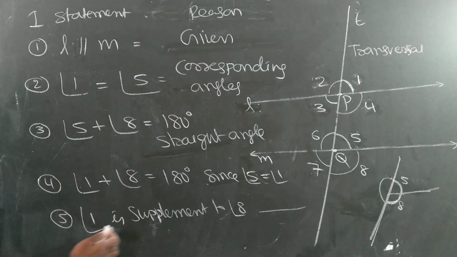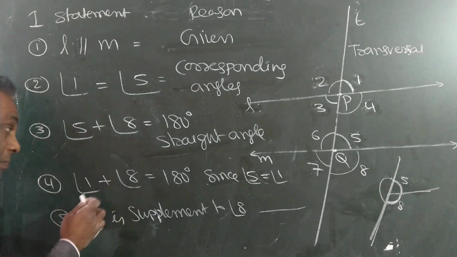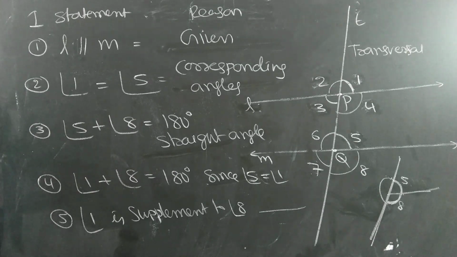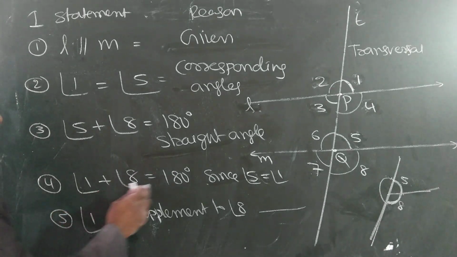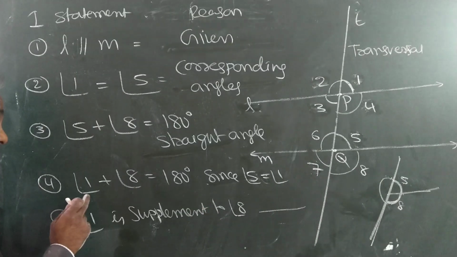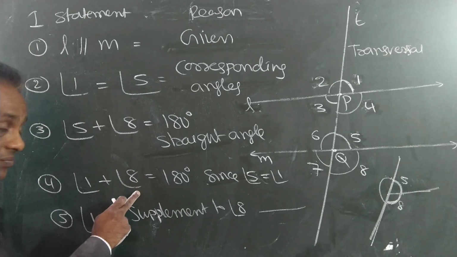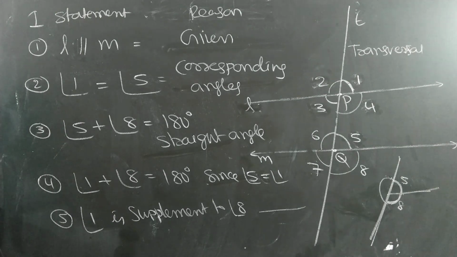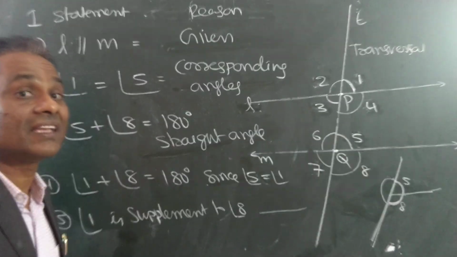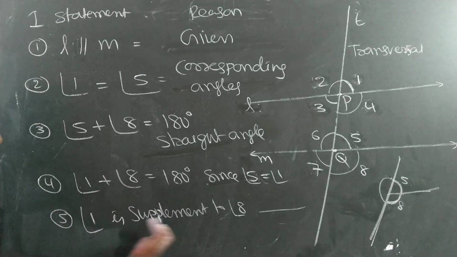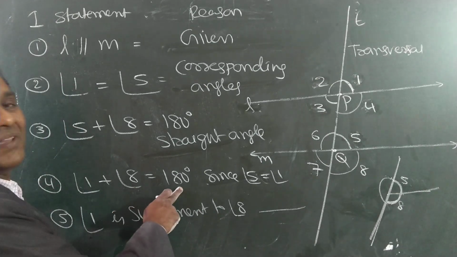Okay. Then angle 1. Now, if the sum of two angles is 180 degrees, they are called supplementary angles. Already I gave the definition in the beginning itself. If the sum of any two angles is 180, they are called supplementary. So angle 1 is supplementary to angle 8. Can I say angle 1 is supplementary to angle 8? Yes, because the sum is 180. If the sum is 90, they are called complementary angles. If the sum is 180, they are called supplementary angles. So 1 is supplementary to 8. Why? Because the sum is 180 degrees.